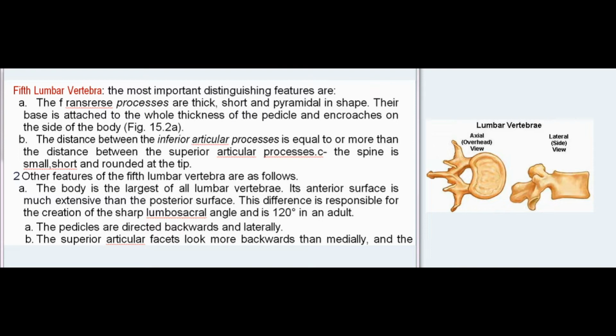processes. The spine is small, short, and rounded at the tip. Other features of the 5th lumbar vertebra are as follows. The body is the largest of all lumbar vertebrae. Its anterior surface is much more extensive than the posterior surface. This difference is responsible for the creation of the sharp lumbosacral angle, which is 120 degrees in an adult.